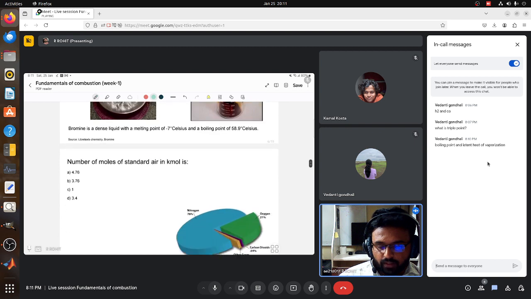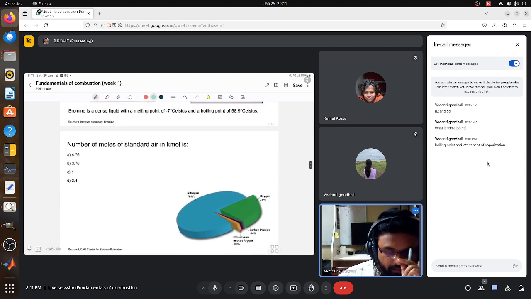Then the next question is: calculate the number of moles of standard air in kilomoles. What is the number of moles of standard air that you have, and they are asking for the value in kilomoles. This I think you can try out. We have discussed it so many times in the previous few minutes. What could be the answer? Is it 4.76 moles of standard air, or 3.76, or 1 kilomole, or 3.4?